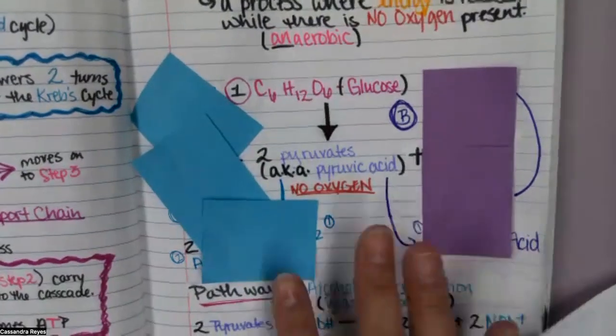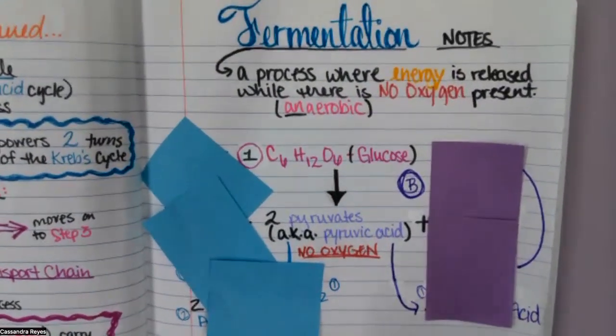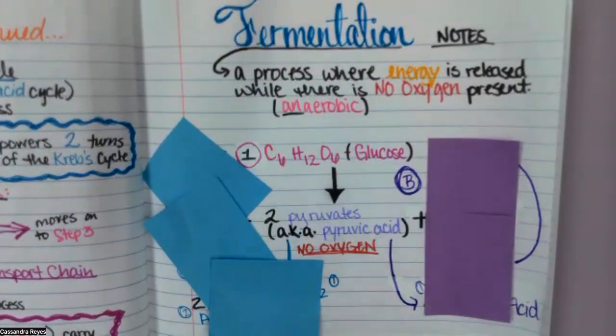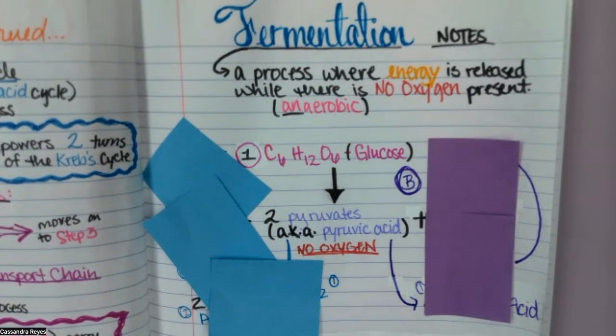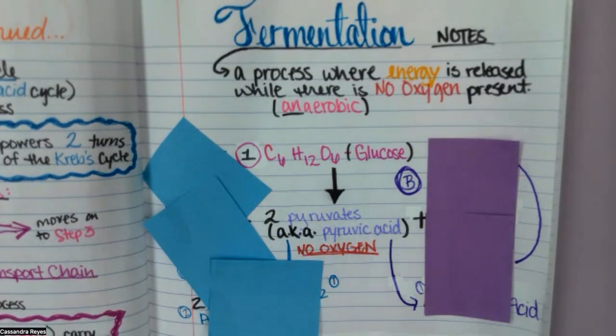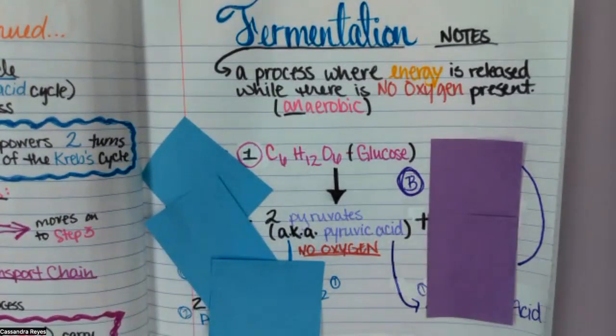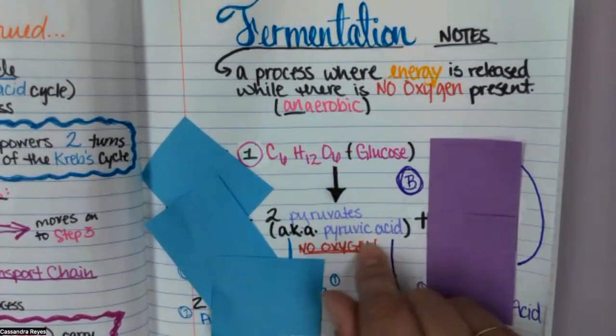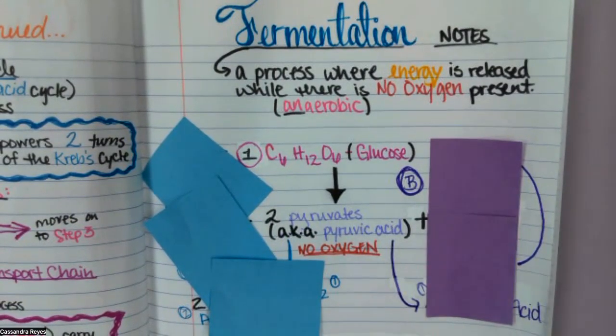No matter what, we are going to start off with that glucose. That glucose is going to come back from our photosynthesis process. We can't get glucose unless our plants provide it. It's going to get broken down and turn into these two pyruvates. Pyruvates are the same thing as pyruvic acid, so just in case I accidentally say pyruvic acid, I'm still talking about these same pyruvates. I try to keep those colors the same so you guys know.